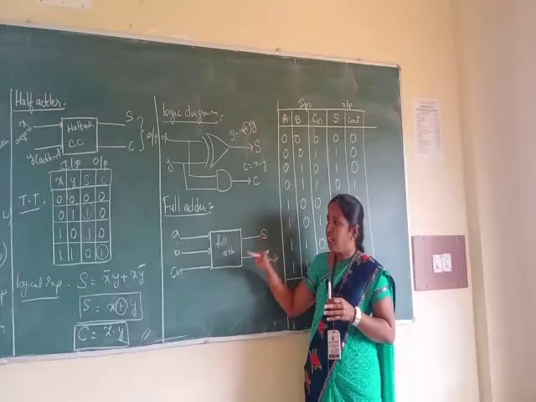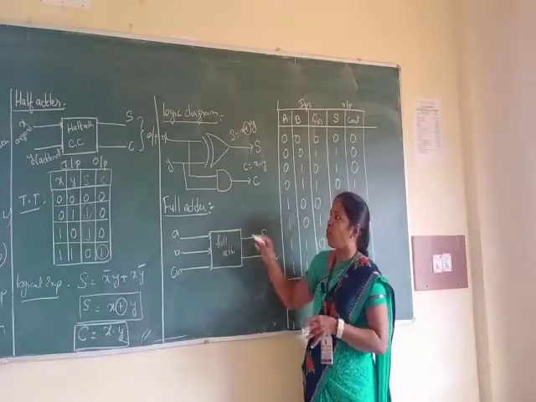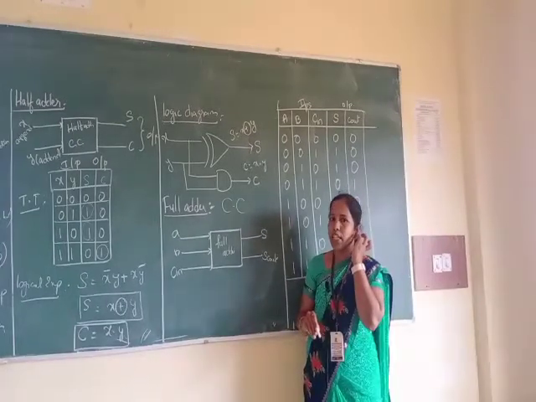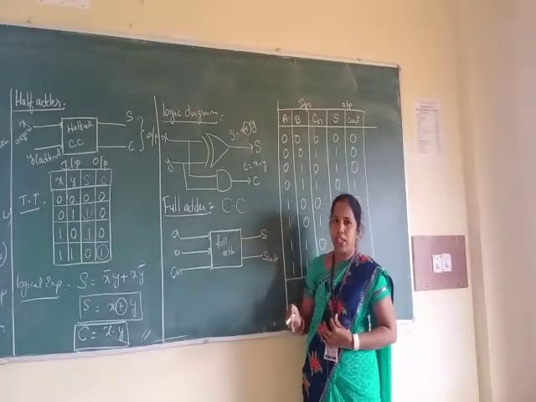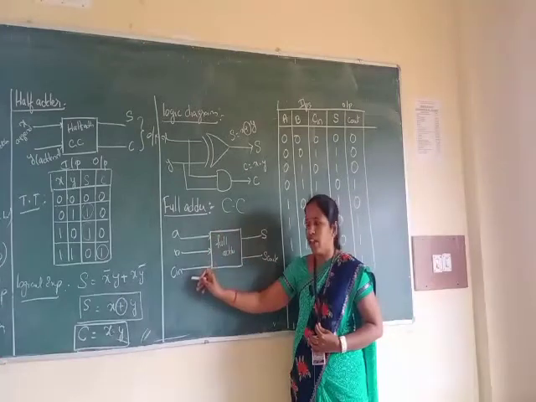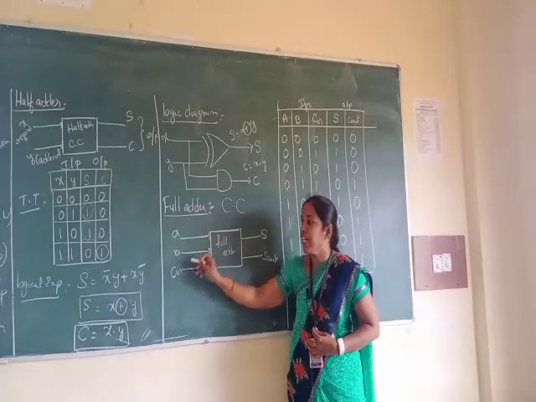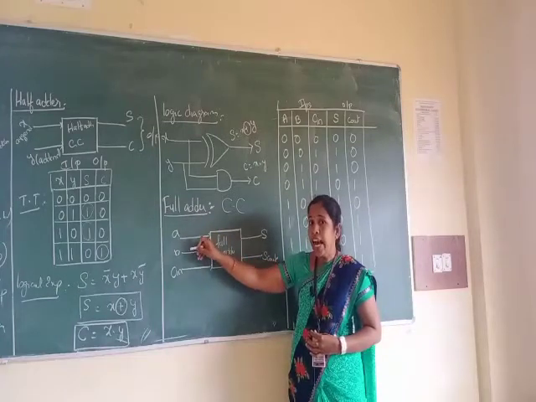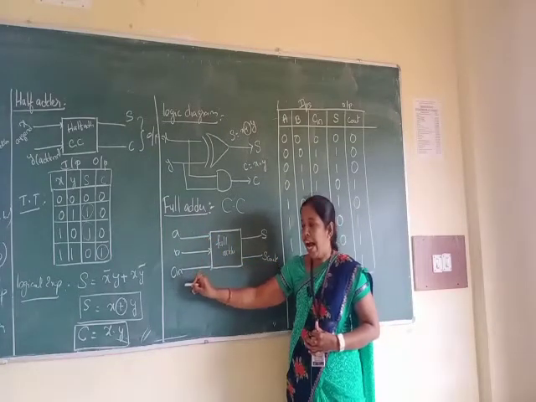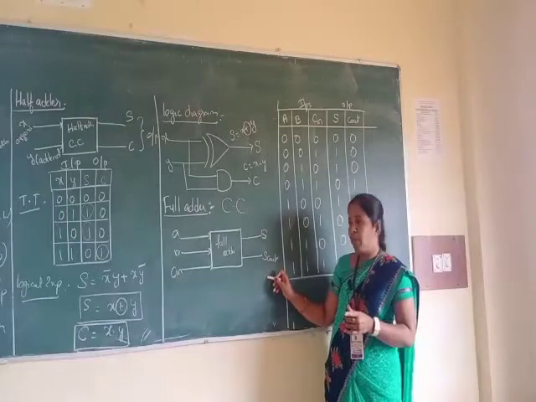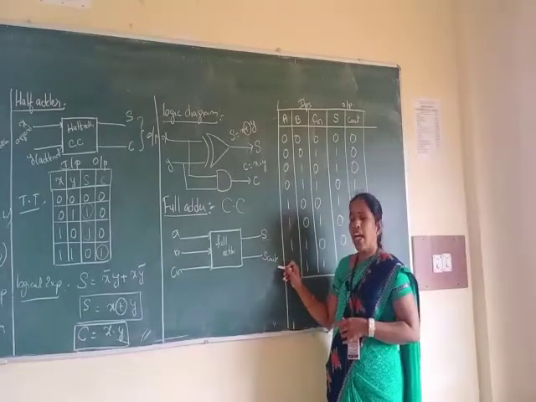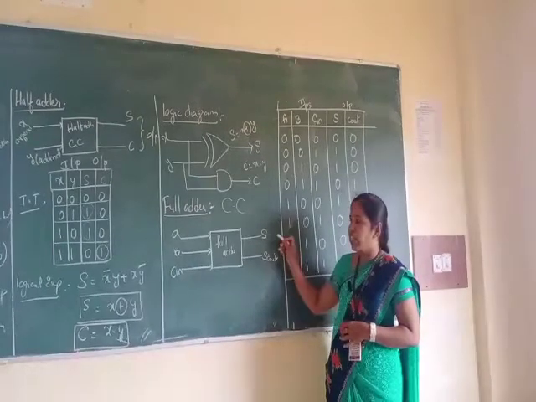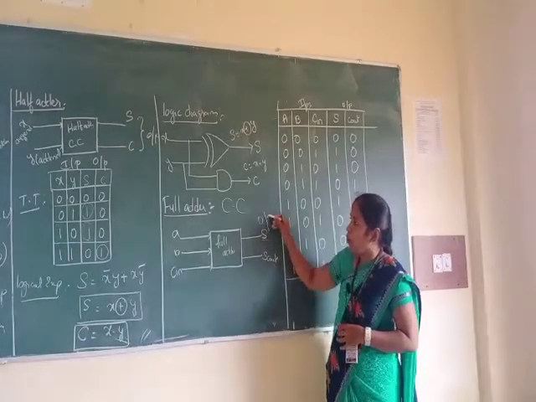Why? Because this full adder is also a combinational circuit. It takes 3 inputs: A, B, that is the augend and addend, as well as the carry. And it generates 2 outputs, that is sum and carry out. So these 2 variables, sum and carry out, are generated as outputs.